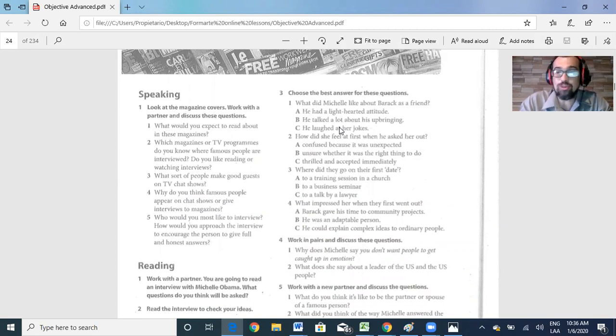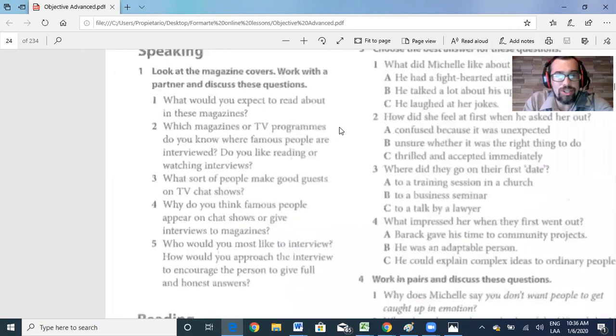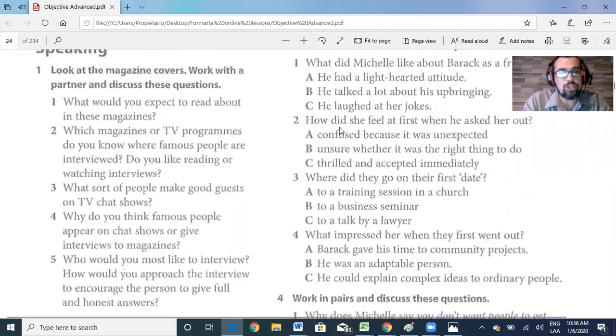In the last units, we've been practicing a lot of this, so please continue practicing because this is going to help you a lot to understand a little bit how these questions work. So we have here some examples. We have here what we expect to read about in these magazines, or which magazines or TV programs do you know where famous people are interviewed? Do you like reading or watching interviews?